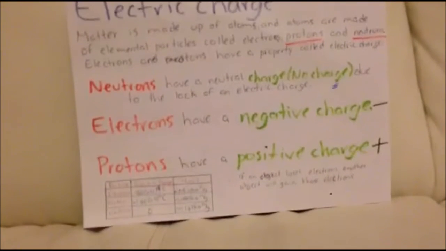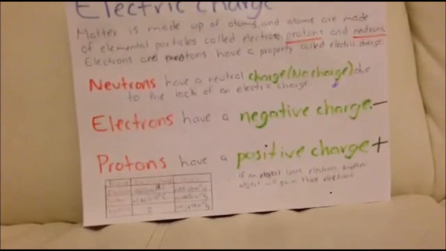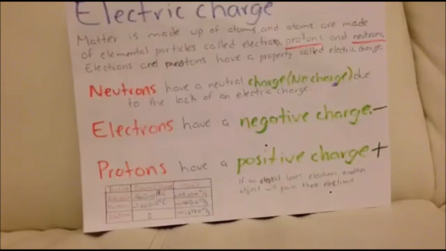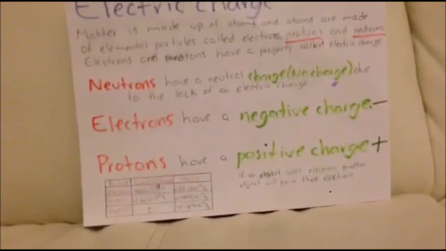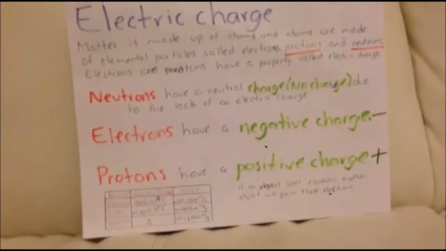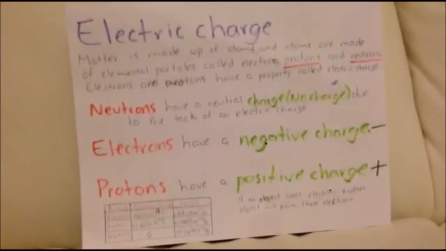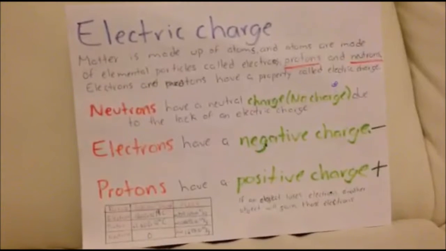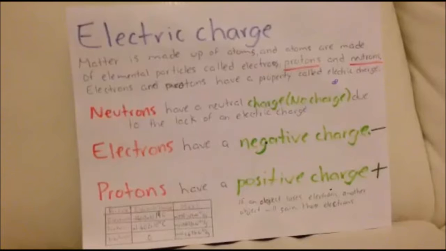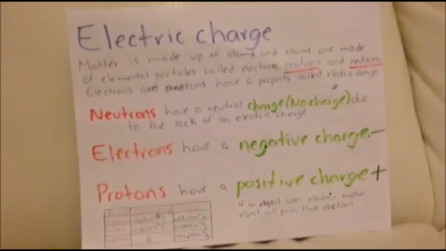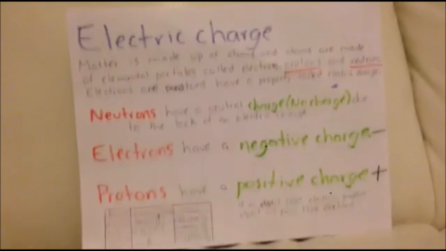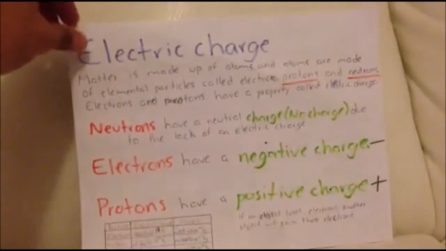The electron's electric charge is minus 1.602 times 10 to the minus 19, and protons plus 1.602 times 10 to the minus 19. If an object loses electrons, another object will gain those electrons.